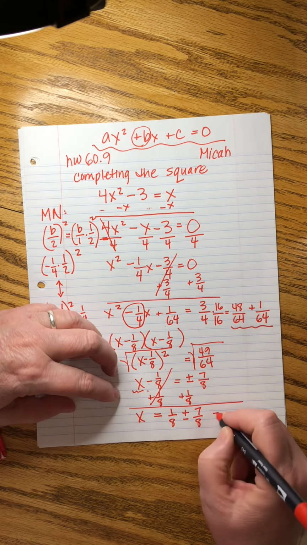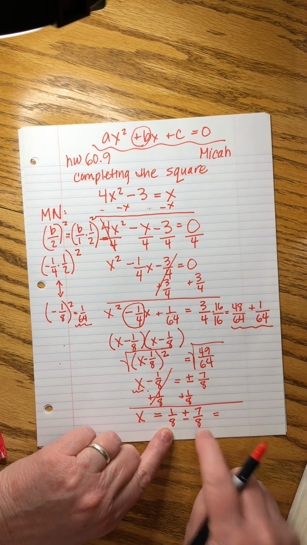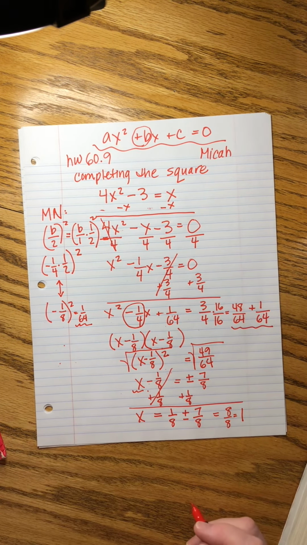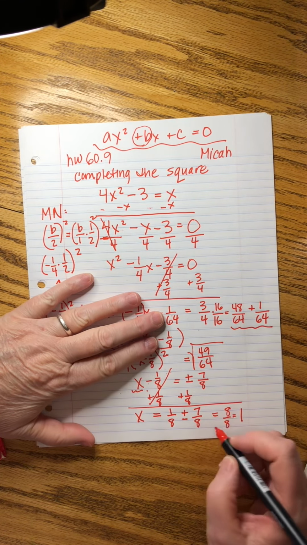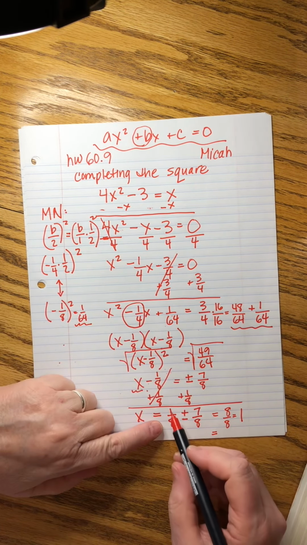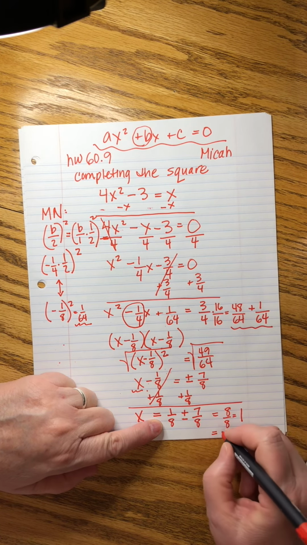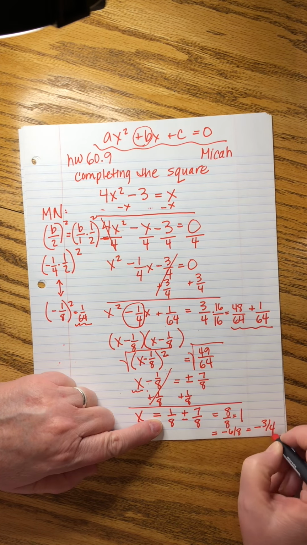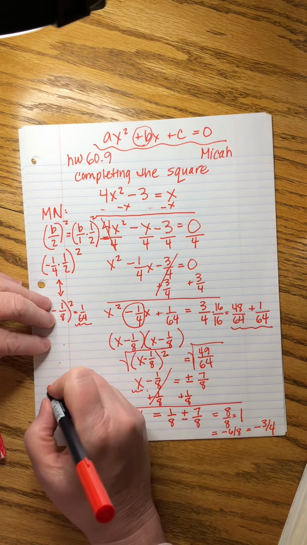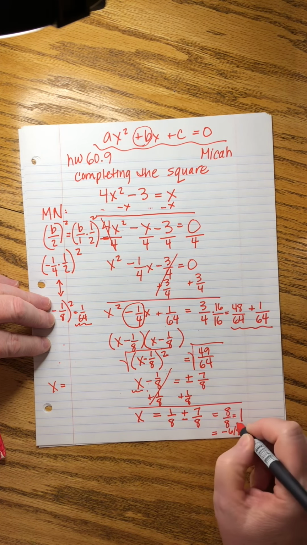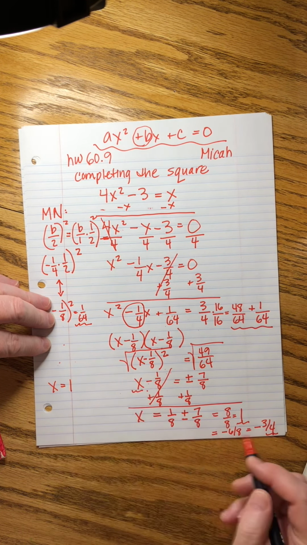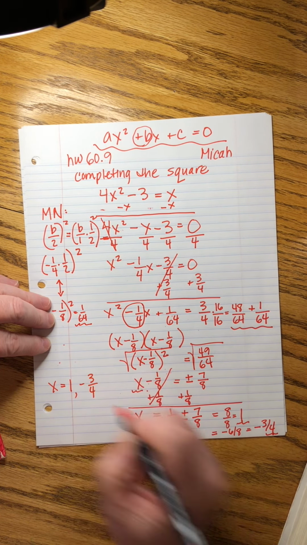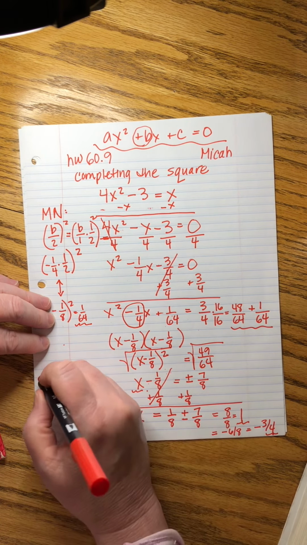That gives us two values. 1/8 plus 7/8 equals 8/8, which equals 1. That's if we add them. Now what if we subtract them? 1/8 minus 7/8 equals minus 6/8, which equals minus 3/4. So the final answer for this is x equals 1. That's what we got when we added them. And minus 3/4, that's what we got when we subtracted.